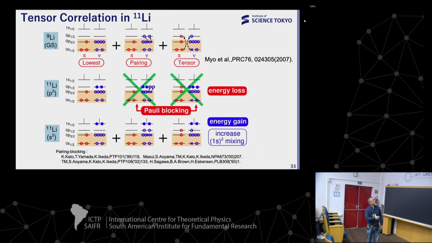So this means that this is not favored, or energy is lost. While if the 1s1/2 orbital is added, this is fine, and this is fine, and this is fine, because the 1s1/2 orbital was all empty anyway from the beginning. So this means that the S squared configuration has energy gain. So that's why this is going up and this is going down. So it is almost degenerate. That's the situation of lithium-11, according to this paper. This is interesting, I think.